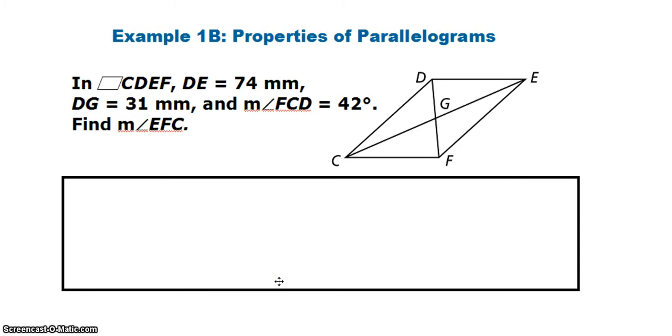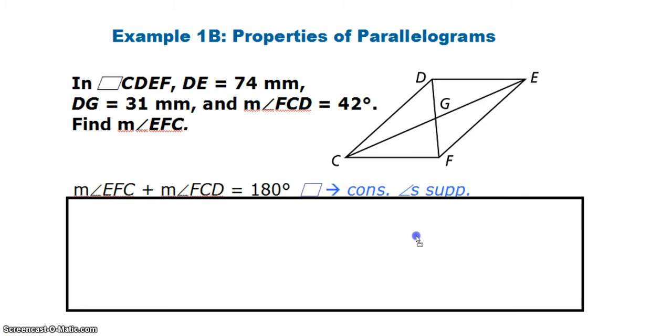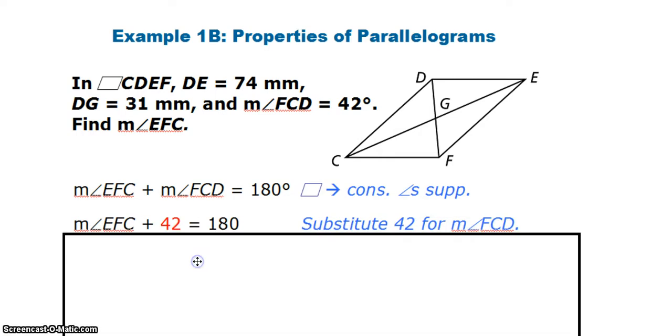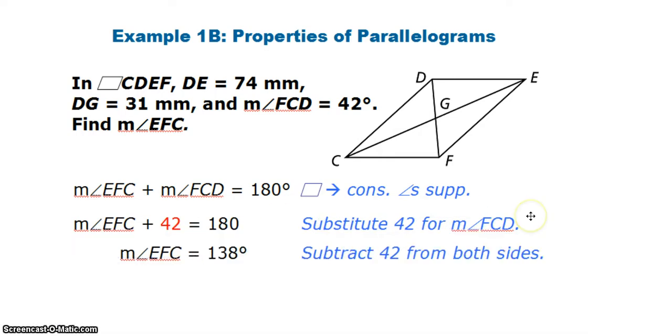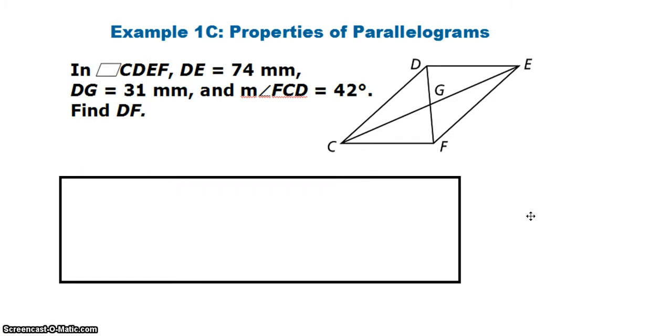Number 2, find the measure of EFC. Pause and come on back. EFC, right here, EFC. Well, we know FCD. So we know 2 consecutive angles in this parallelogram. We can use that because the sum of 2 consecutive angles is 180 for any parallelogram, right? So now we substitute the known angle, and we simply solve. And the measure of angle EFC is 138. Good job. Try it again.